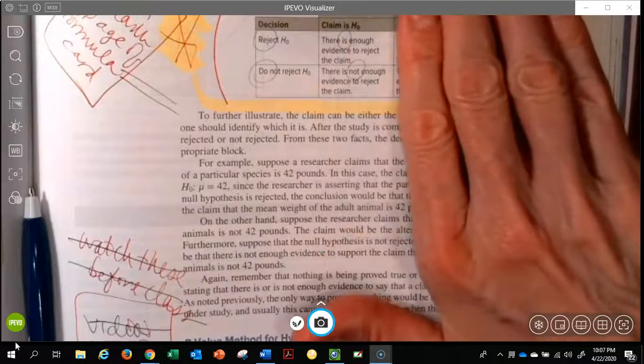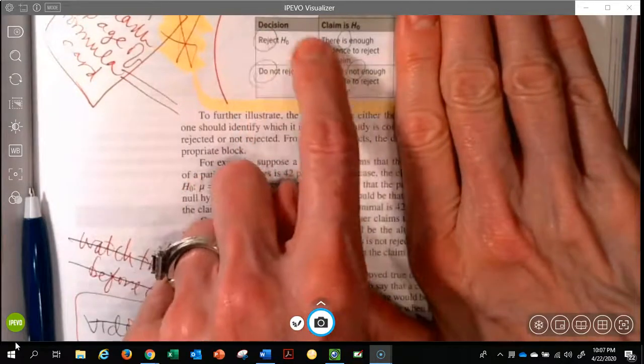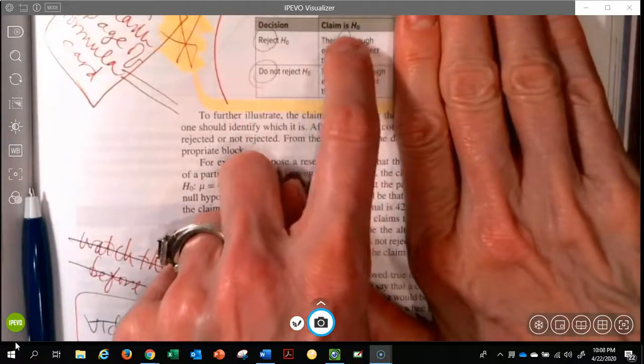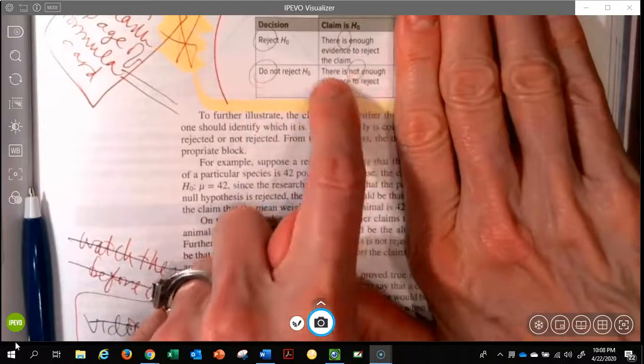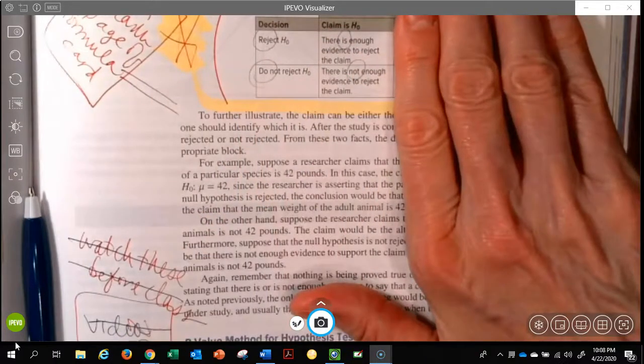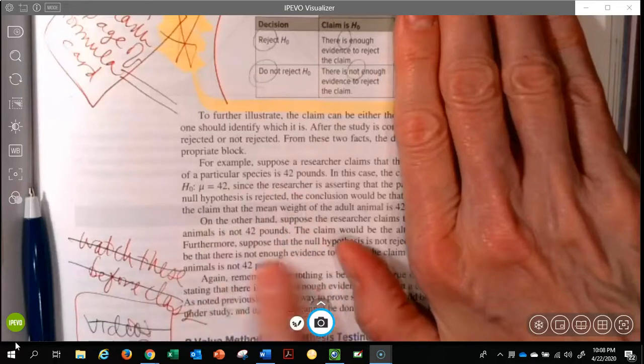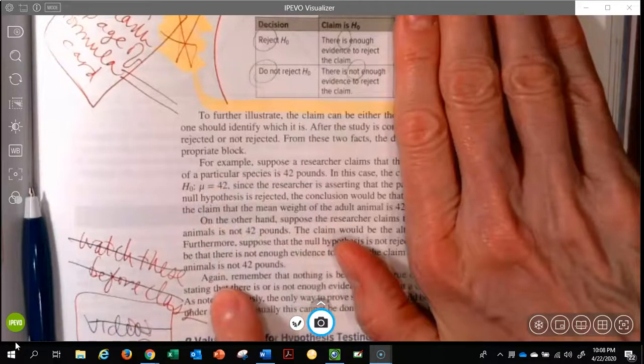So I'm going to cover this part up. If we reject the null, then we write this. If we don't reject, then we write this as our conclusion. You don't have to go creating words. You can just pull these words right here and fill in the pieces of your particular example.